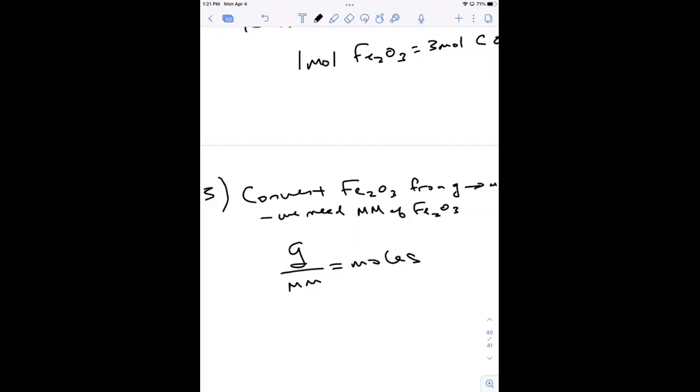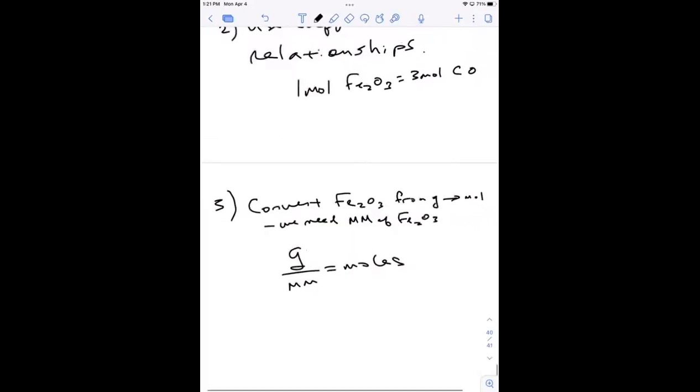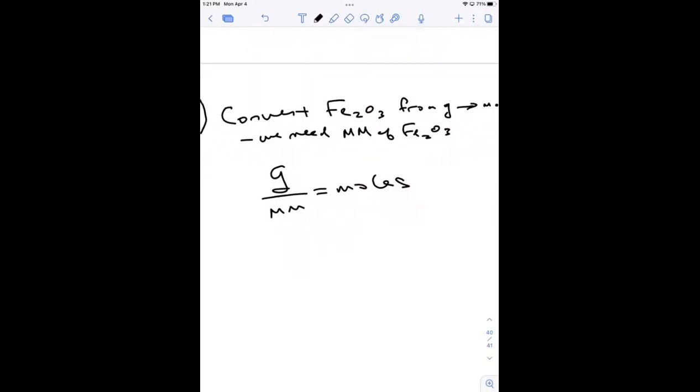All right. So we need the molar mass of iron 3 oxide. Can somebody Google that real quick? Iron 3 oxide. What is the molar mass of iron 3 oxide? Anybody? Don't be scared. Is it 159.69? It is.